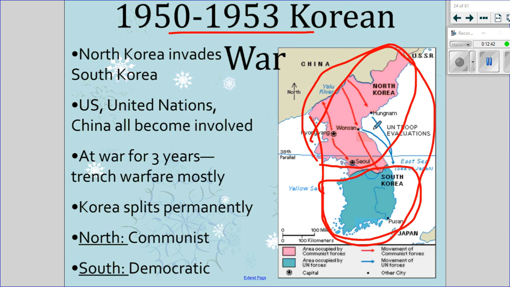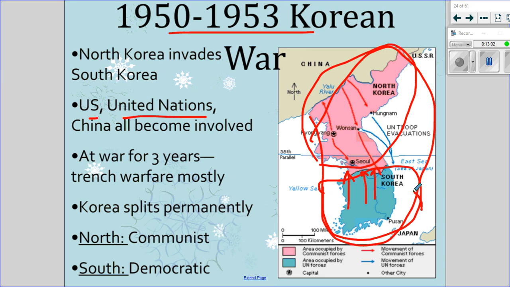Well, the Truman Doctrine says that we have to. We have to contain the spread of communism, even if South Korea at the time had very little strategic importance. All right, we still have to contain the spread of communism. So the United States, with the support of the United Nations, becomes involved.